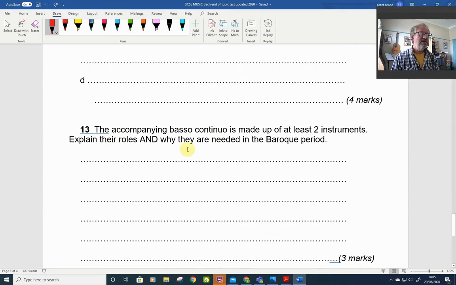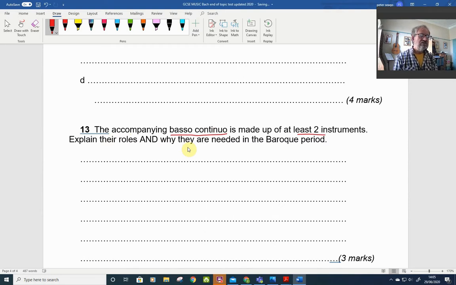The accompanying basso continuo. So the first thing you're going to need to work out and remember is, what is a basso continuo? I've told you here it's made up of at least 2 instruments. Okay. So what are the 2 different types of instruments? And why do we need both of them in the Baroque period?